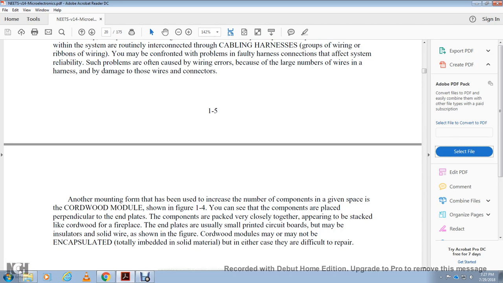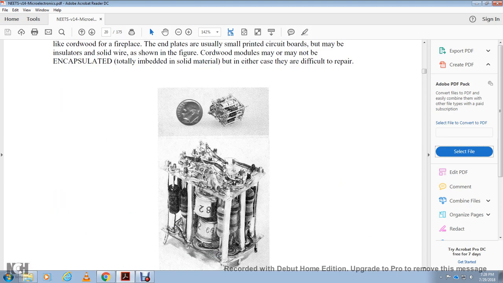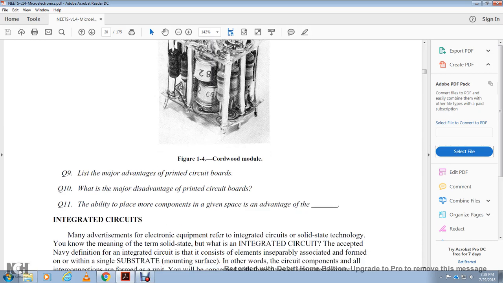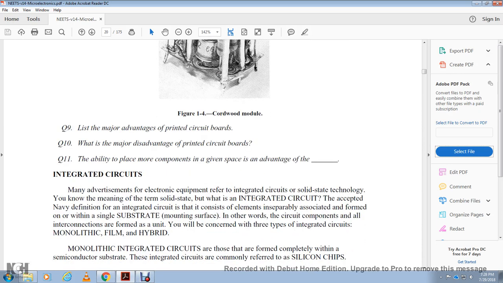Another mounting method that has increased the number of components is the cordwood module, displayed in figure 1-4C. The components are placed between two end plates and packed close together, stacked like cordwood. The end plates are usually small printed circuit boards or may have insulated solid wire. Cordwood modules may or may not be encapsulated, totally embedded in solid material, and in either case are difficult to repair. Figure 1-4 shows a cordwood module.